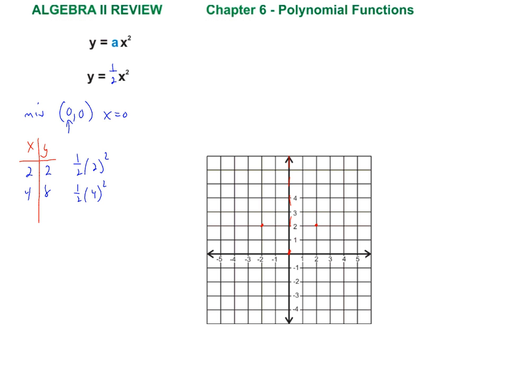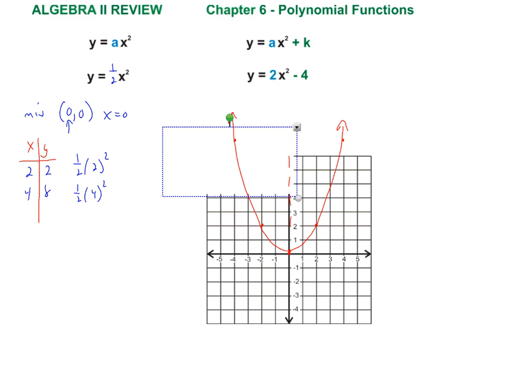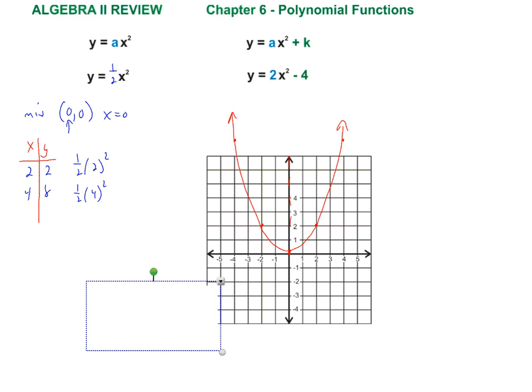4, 5, 6, 7, be right about there, and go 4 the other way. 1, 2, 3, 4. We would be there, and here is my parabola. Okay? And so we just graph that. Next situation, we can add to it now a vertical.